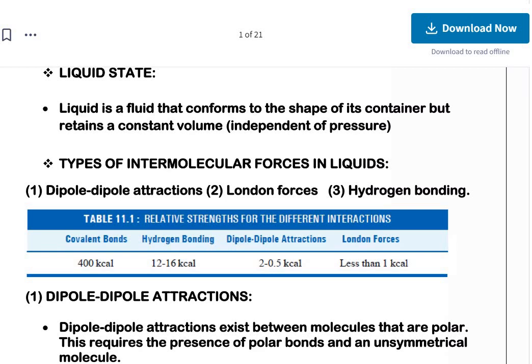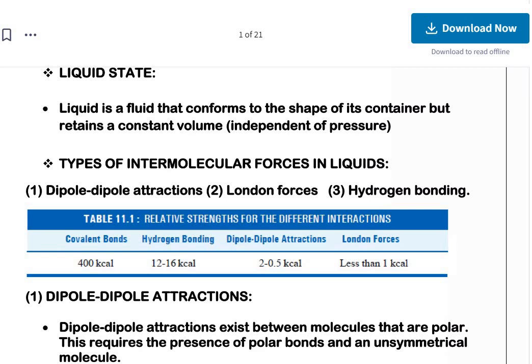Liquid is a fluid that conforms to the shape of its container but retains a constant volume independent of pressure. You know my friend, it depends on the intermolecular forces, and on the basis of that we can differentiate solid, liquid and gases.